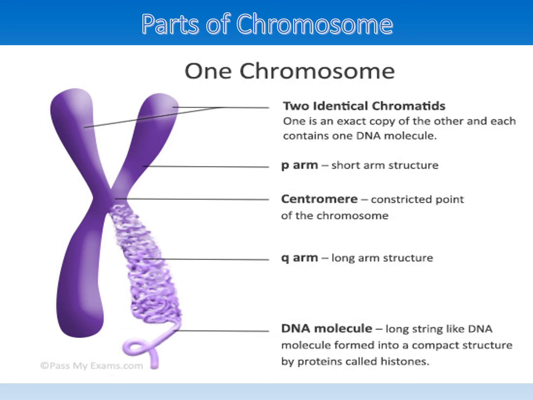Proceeding to the main parts, you have the one chromosome here. There are two identical chromatids, so one is an exact copy of the other, and each contains one DNA molecule. The upper part is the P arm or the short arm structure. The middle is the centromere, the constricted point of the chromosome, and the lower part is the Q arm or the long arm structure. Inside of that, as I've already explained, is the DNA molecule. This DNA molecule contains the long string-like DNA formed into a compact structure by proteins called histones.